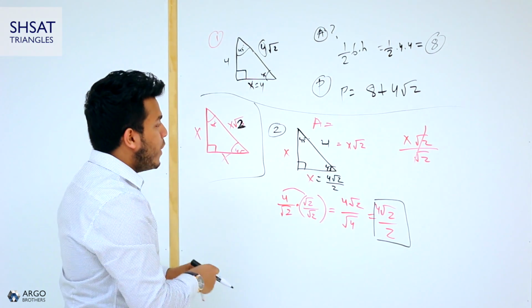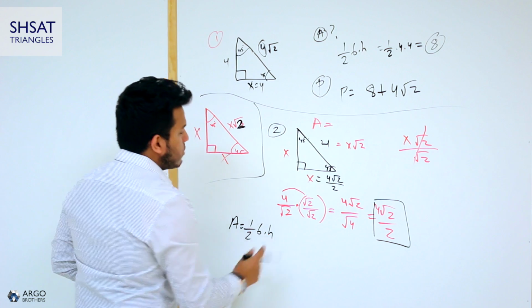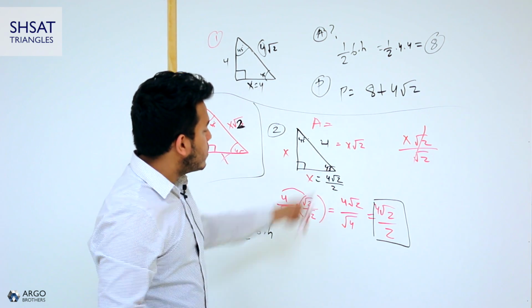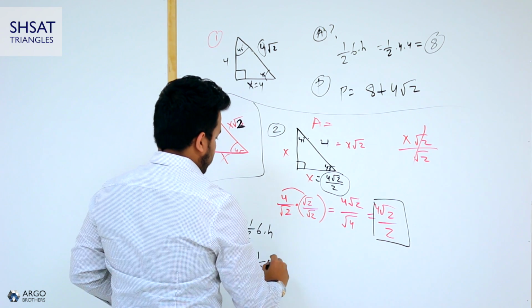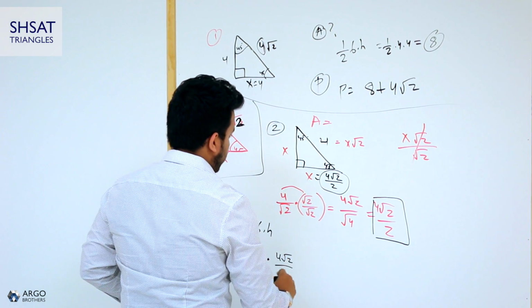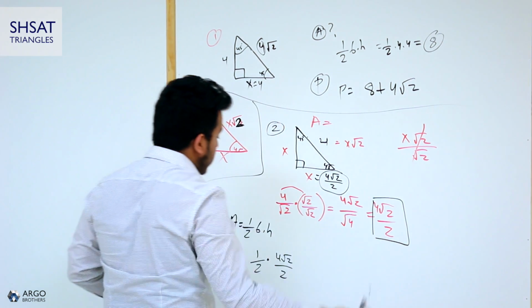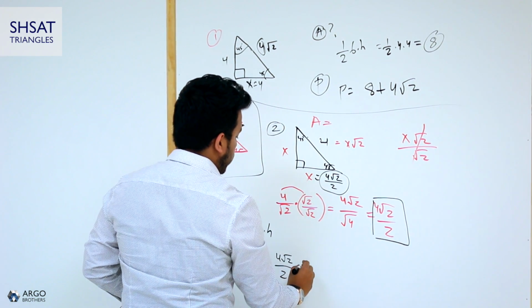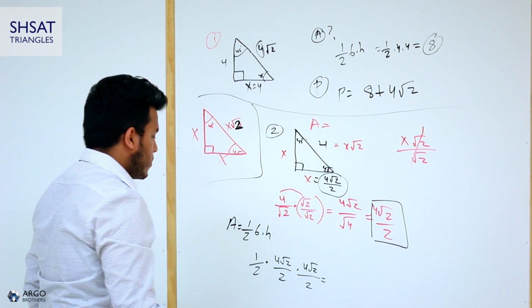Now if I want to find out the area, what is the area of a triangle? Once again, area of a triangle is 1/2 base times height. The base in this case is this ugly number over here, so 1/2 times 4 radical 2 over 2, times the height. The height is also another ugly number, 4 radical 2 over 2. And now you can go ahead and solve this problem.